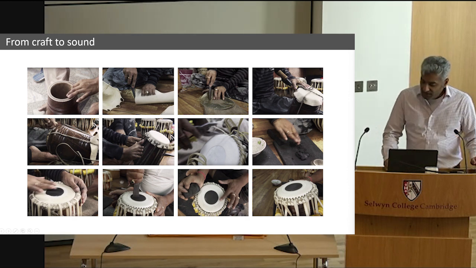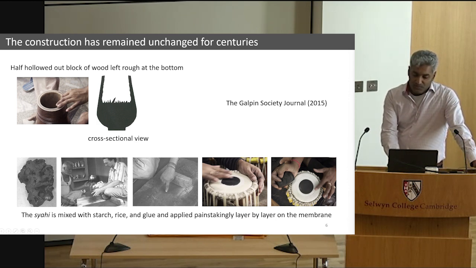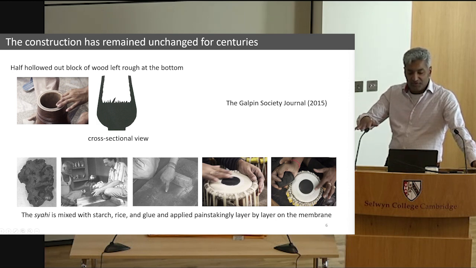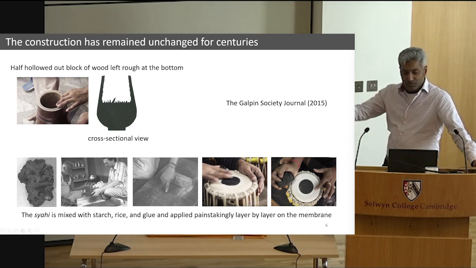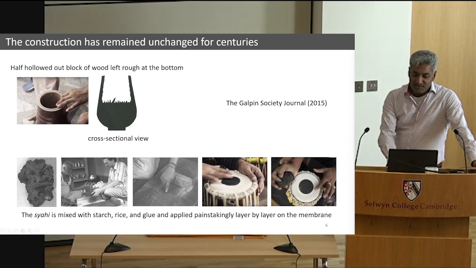So a bit more detail about the design of the tabla. What they try and do is not to hollow out the entire tabla. They just go down about halfway. And at the very bottom, they leave the base rough, yeah? And the base is left rough so that when you play the tabla, you don't have a back reflection of sound from within the instrument itself. So you essentially scatter out the sound at the base.